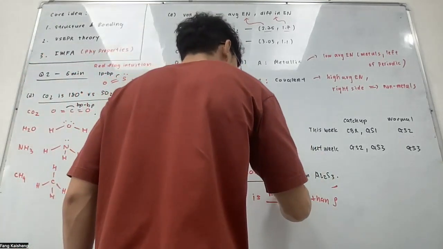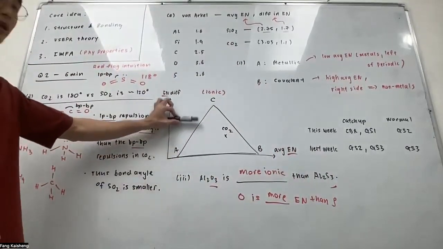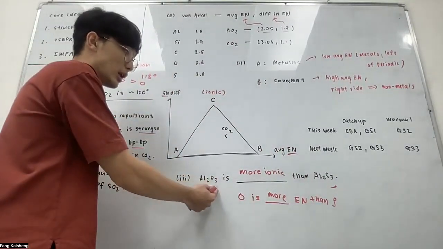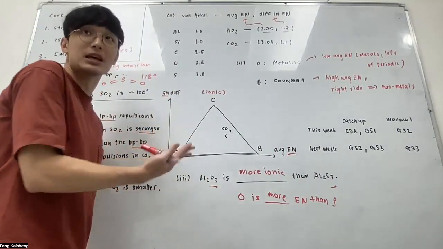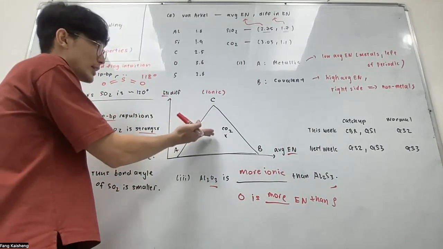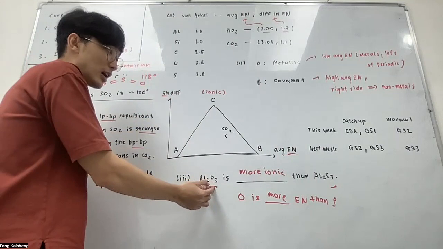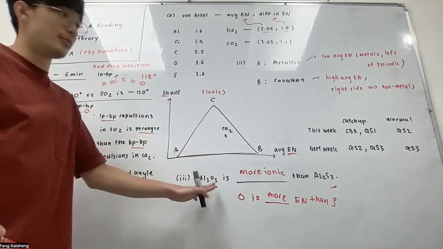Okay, if you are more electronegative than S, that means what? Very simple. All you do is go upwards. Can you see? If this is a more electronegative atom, the difference has to be larger. Larger means you go up. Go up. That's why you're going towards the ionic side. So more ionic. Can you see that? Say it out: difference in electronegativity is larger.